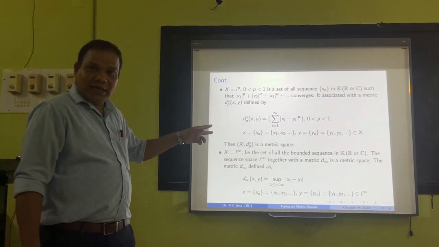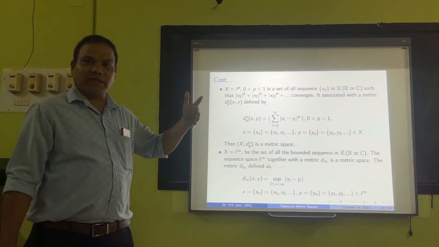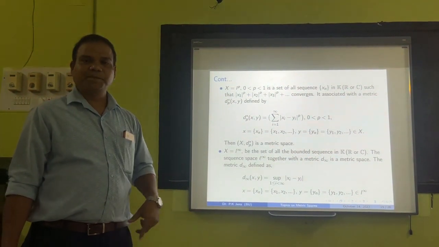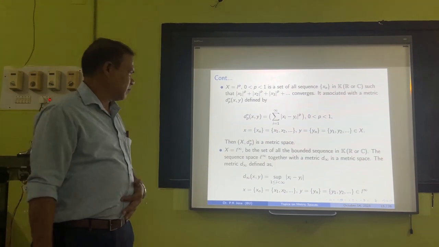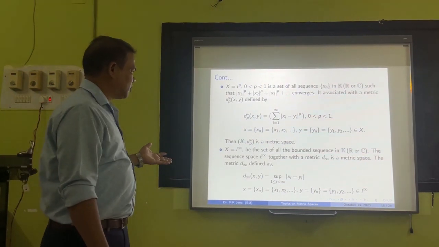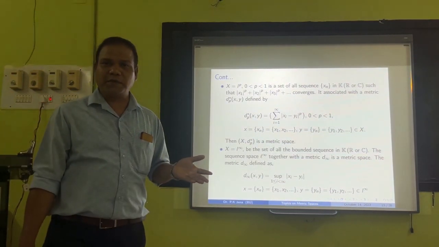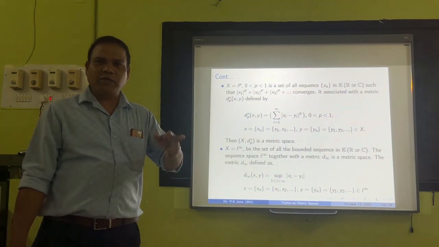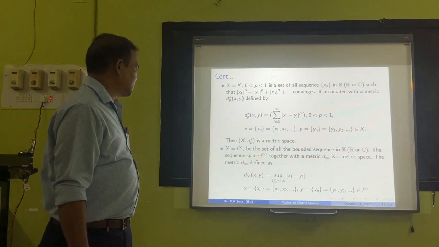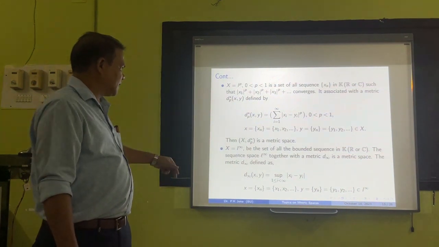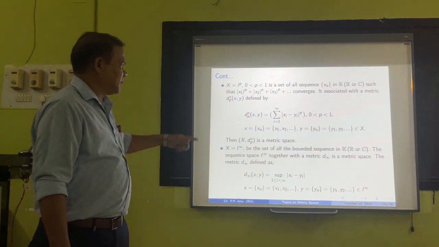The collection of these sequences xn where the modulus of xn is less than some finite positive real number. We say a sequence is bounded if there is a positive real number M so that the modulus of xn is less than or equal to M. So, the collection of all bounded sequences. How to define a metric on it? We write it as L infinity.